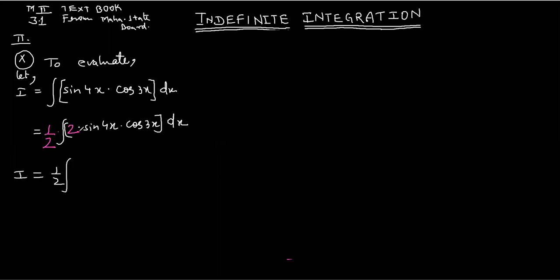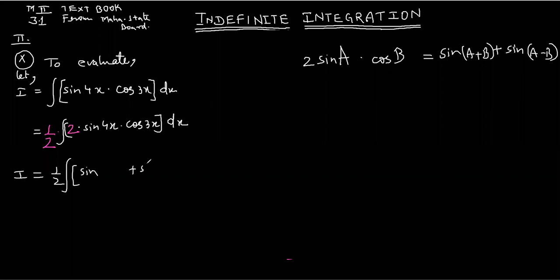See here, now I have 2 sin cos. You know the defactorization formula: 2 sin A cos B is sin plus sin. 2 sin cos is sin plus sin. So this is the defactorization formula. So sin (A plus B) plus sin (A minus B). And what do I have here? A plus B will give me 7x, and A minus B gives me x.